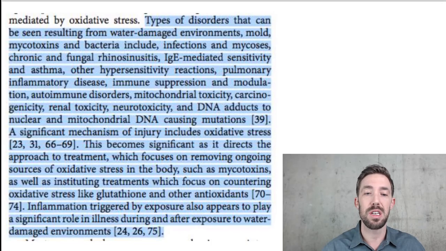This becomes significant as it directs the approach to treatment, which focuses on removing ongoing sources of oxidative stress in the body, such as mycotoxins, as well as instituting treatments which focus on countering oxidative stress, such as glutathione and other antioxidants. Inflammation triggered by exposure also appears to play a significant role in illness during and after exposure to water-damaged buildings. And inflammation, of course, is a huge part of this. In fact, mold toxicity is diagnosed as CIRS, which is C-I-R-S, chronic inflammatory response syndrome. So the mold sets your body into this inflammatory cascade that affects things in the brain that then go to trigger things like the adrenals and things like the gut. And it's a systemic issue, but it's all inflammation mediated or immune mediated. So crazy that all these things are in the literature that mold can do these things.